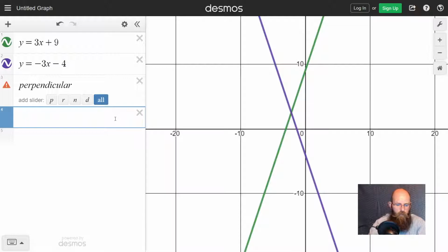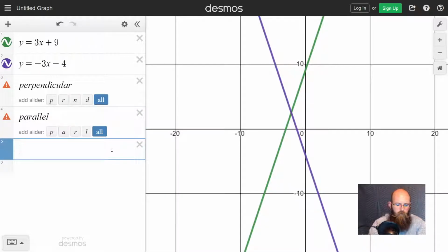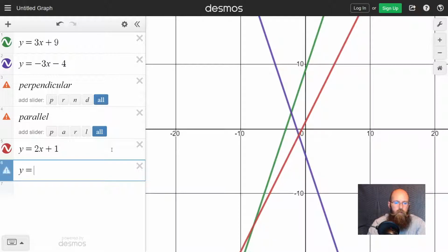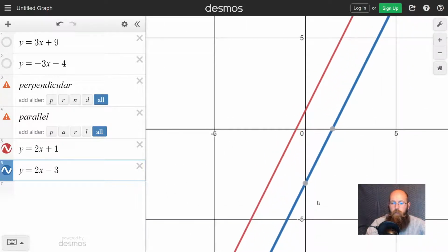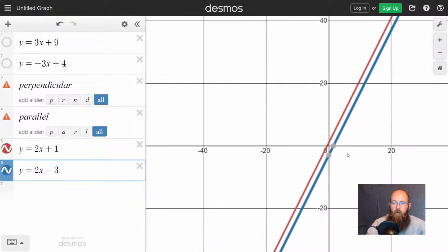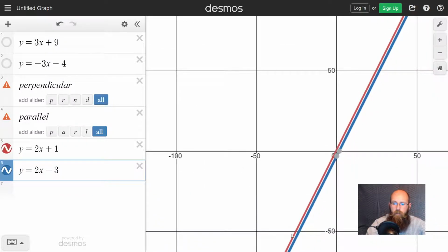So let's look at one that might be parallel. All right, so parallel. Let's have a y equals 2x plus 1 and a y equals 2x minus 3. Let me turn these other two things off. All right, so see those two lines. Those two lines are parallel. If I zoom way out, they're never crossing each other.